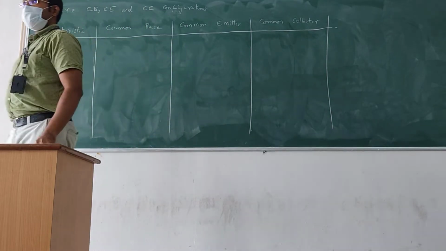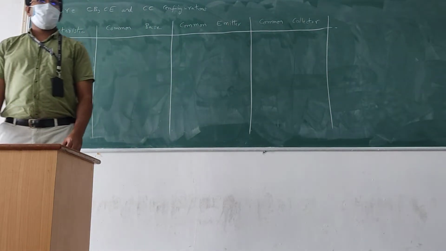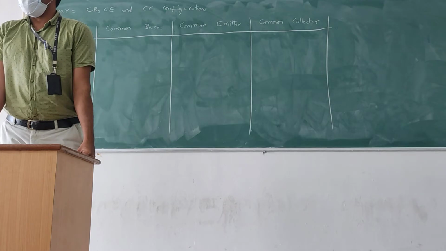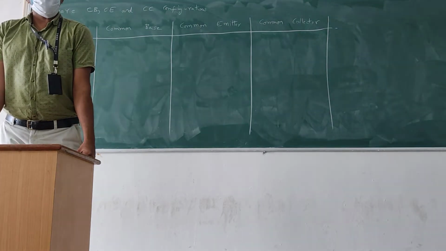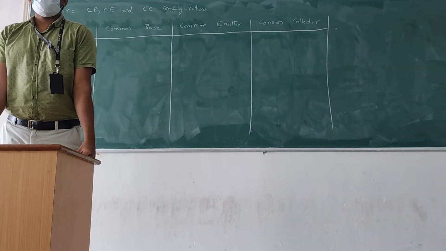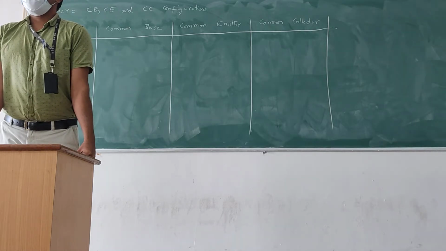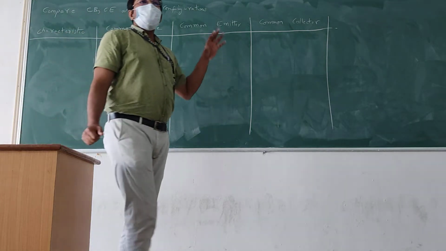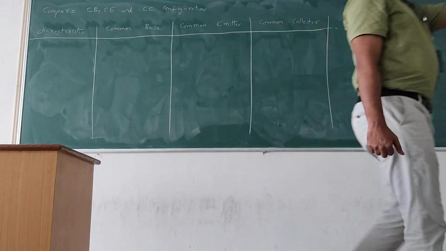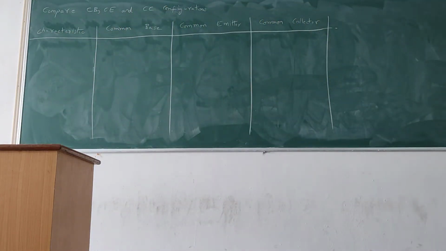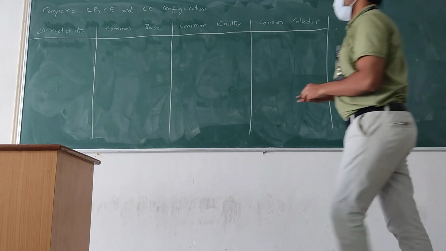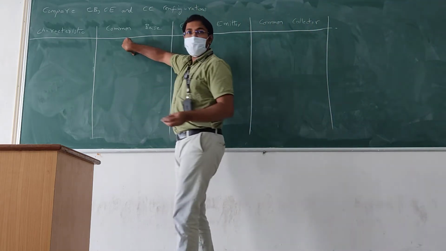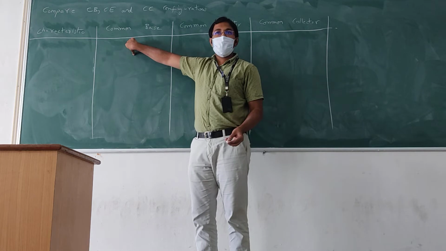Okay, in the previous classes we have seen all these configurations: common base configuration, common emitter, common collector. Today's class we will see the comparison. This comparison table is based on what we have already discussed. So if you remember that, you can directly give me the answers for this. First of all, what do we mean by common base configuration?